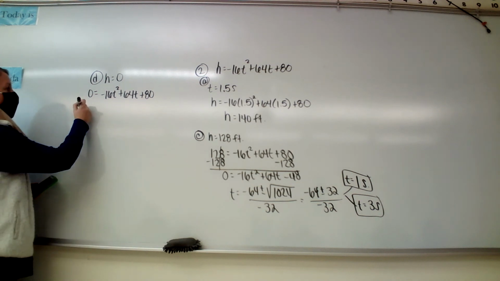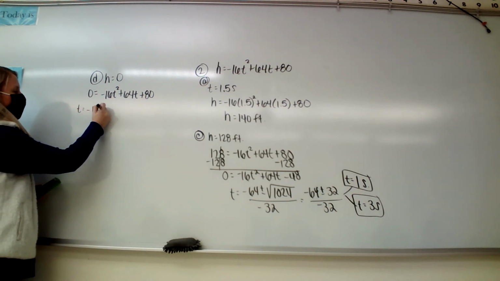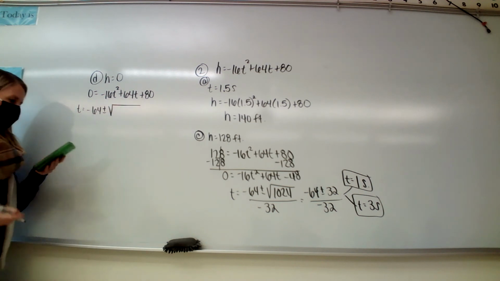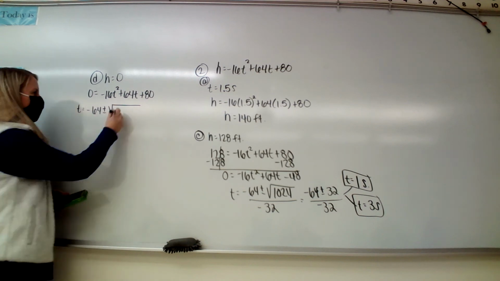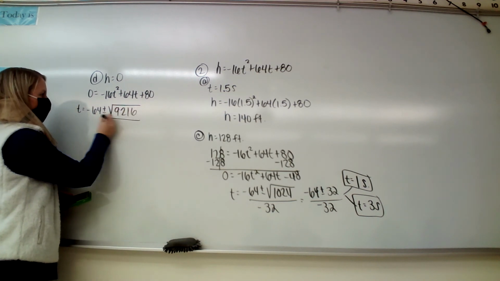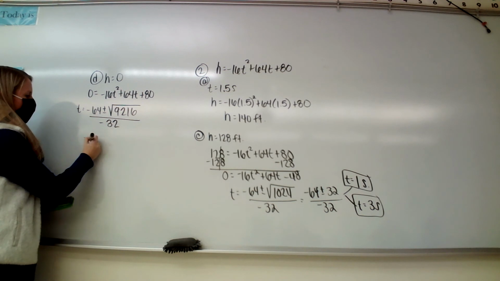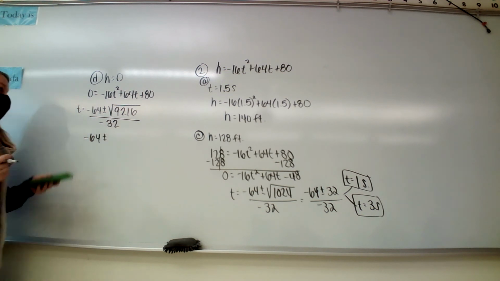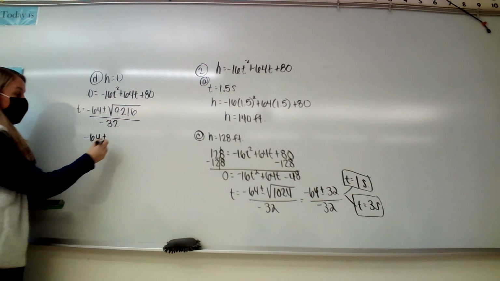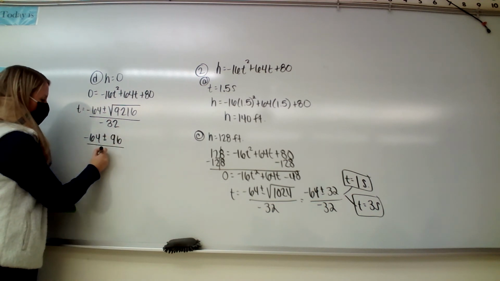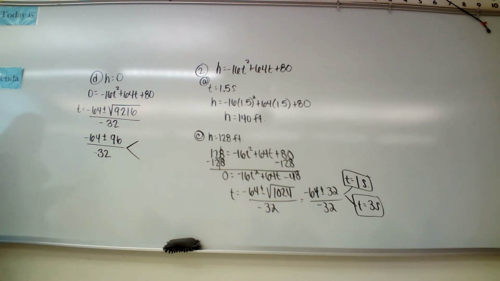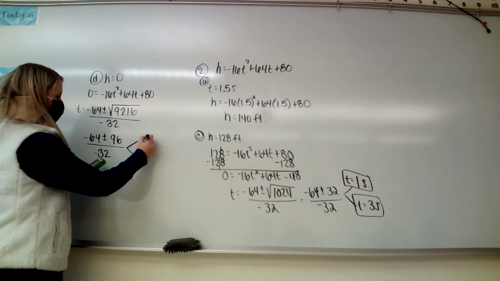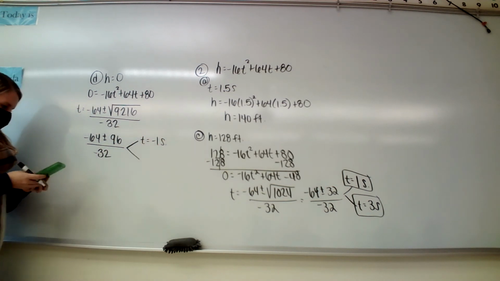I get lazy. So t is going to equal negative 64 plus or minus my discriminant, which I just did right in my calculator. It comes out to 9216. That is a perfect square. The square root of 9216, who would have known, is 96. And then I'll just add ones and subtract ones to get my 2 answers.